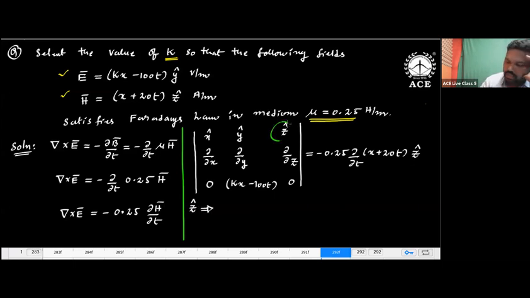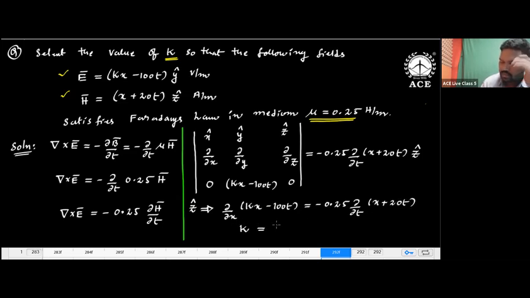What is the z component on the left side? Z cap into this minus this into this, which is dou by dou x of kx minus 100t, equal to minus 0.25 dou by dou t of x plus 20t. Here k is equal to minus 0.25 into 20. So k is equal to minus 5 is the answer.